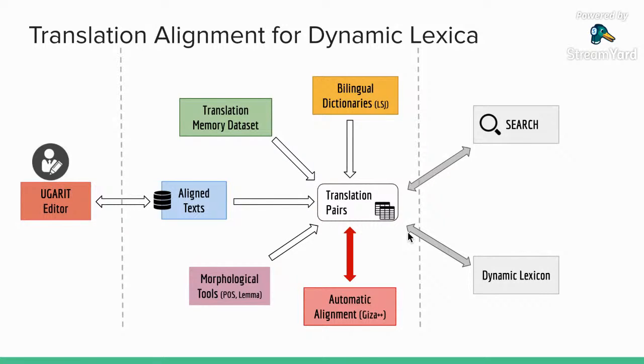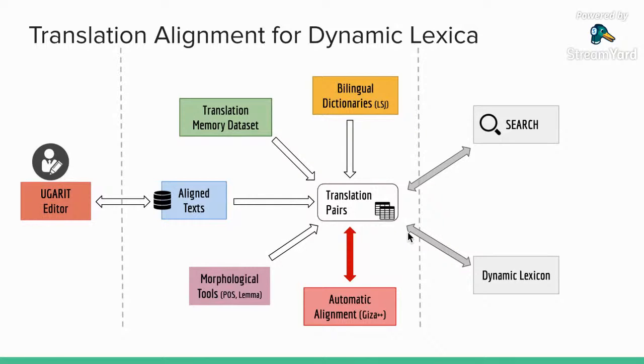Translation pairs in Ugarit work together with a variety of other supporting methods, such as translation memory, which we mentioned before. There are a variety of digitized bilingual dictionaries, like the LSJ, for example. There are some tools for morphological analysis, and then there are also some automatic alignment methods based on statistical machine translation, like Giza++, that contribute more translation pairs to the training data set. And two basic functions that the translation pairs are used for that you can actually see on Ugarit are the search function and the dynamic lexicon.